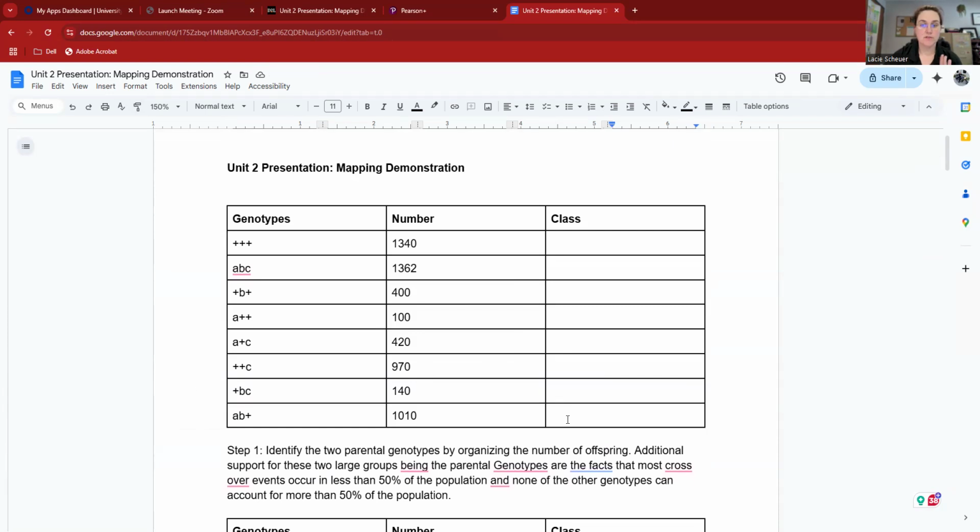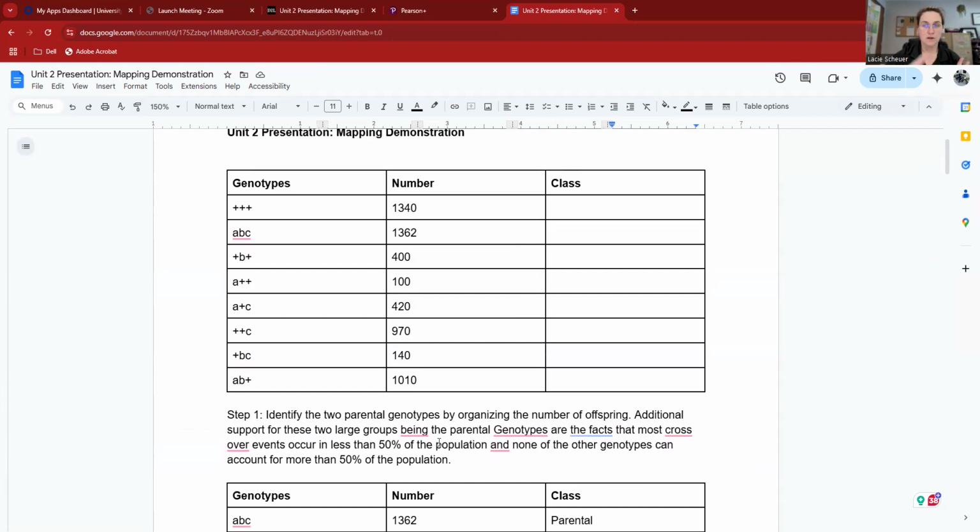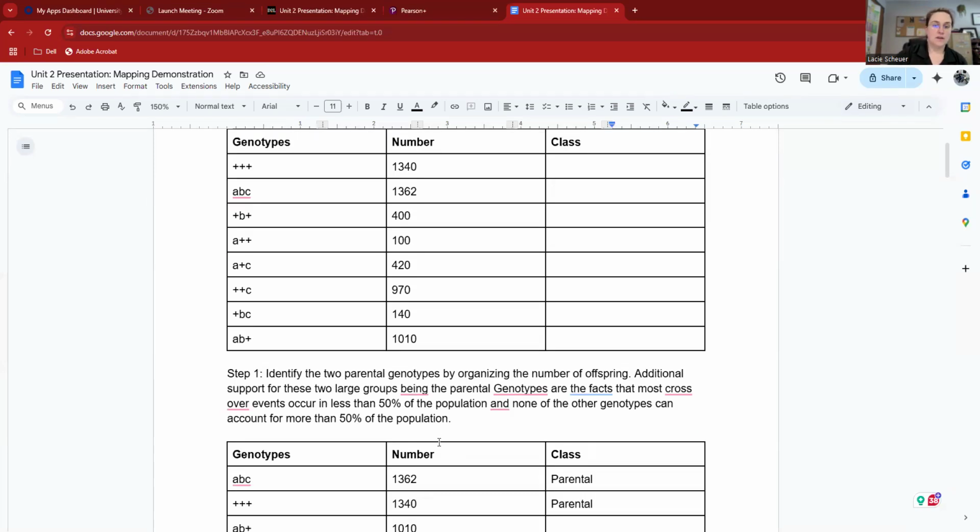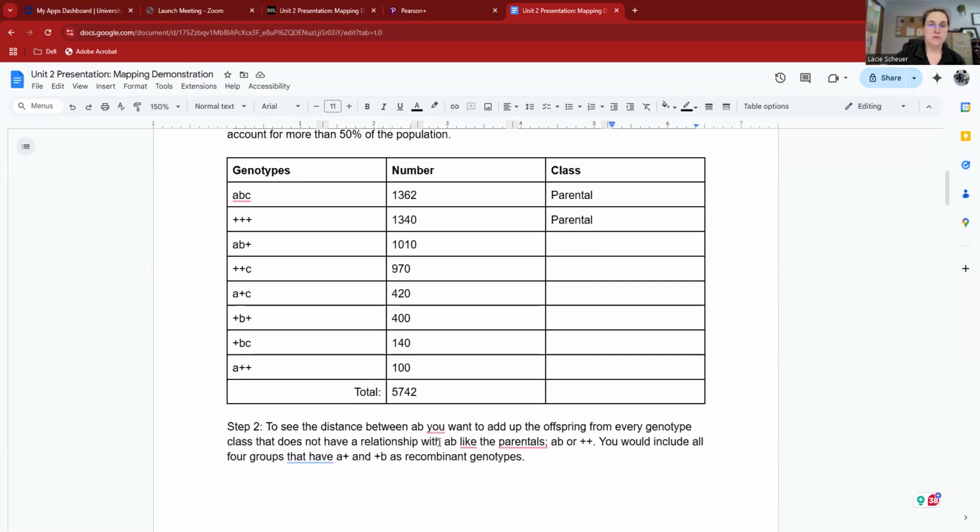And usually step one is to start identifying the two parental genotypes. A pretty easy way to do that is to organize it by size and to make sure that not one single genotype is taking up greater than 50% of the population compared to any of the other genotypes. After we do that, you end up getting a table like this. It's also wise to get a total of the entire offspring population, which we have here.